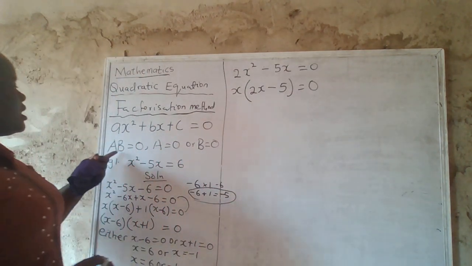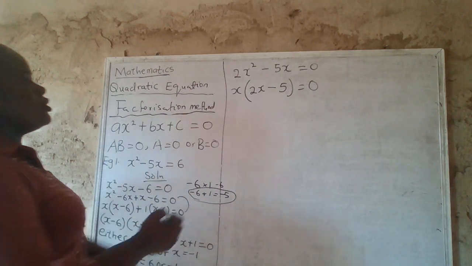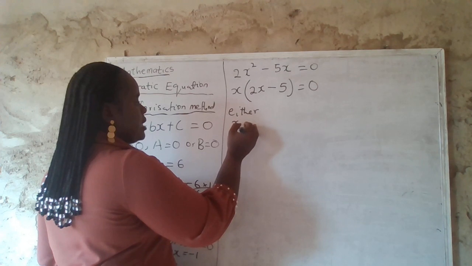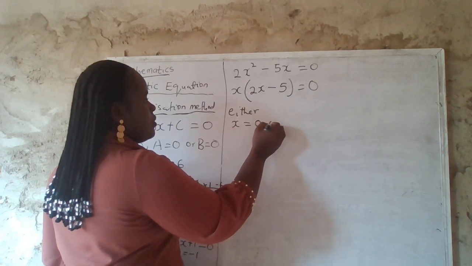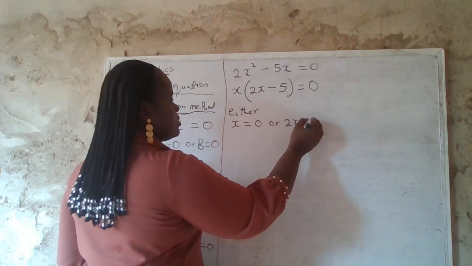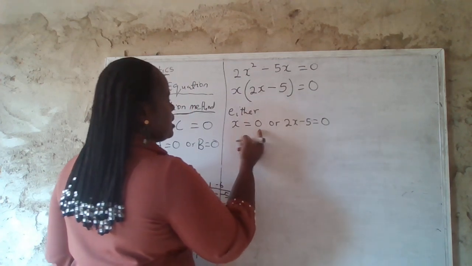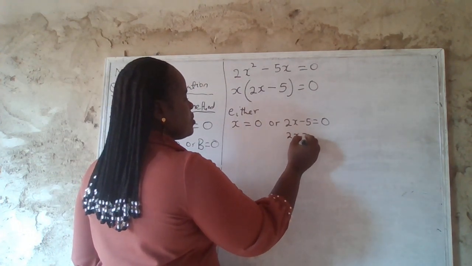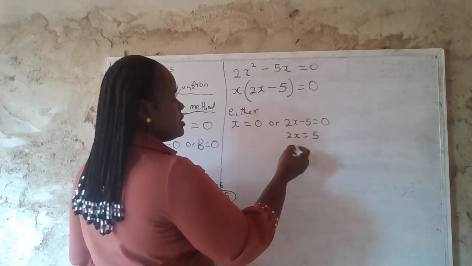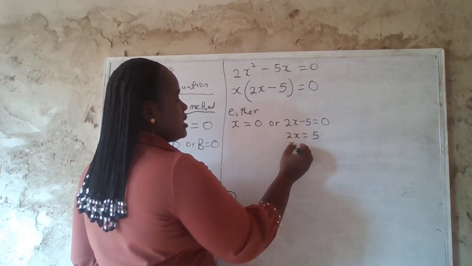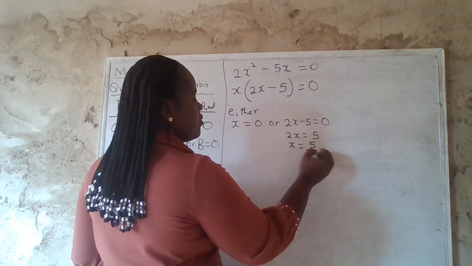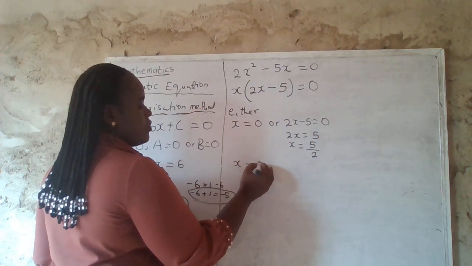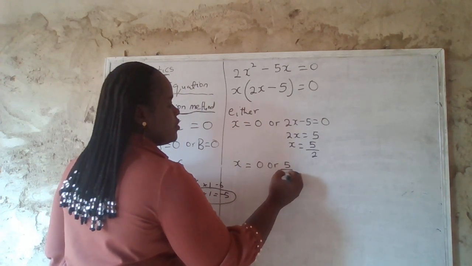So we apply again our zero product rule, so that we have either x is 0 or 2x minus 5 is equal to 0. x is 0 means x is 0. So here we are going to continue. 2x is equal to 5, taking 5 to this side, so that x is equal to 5 over 2. So our value for x is either 0 or 5 over 2.